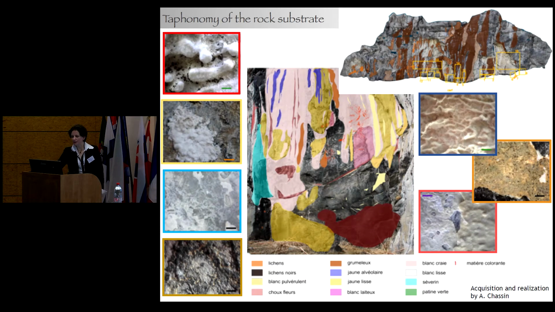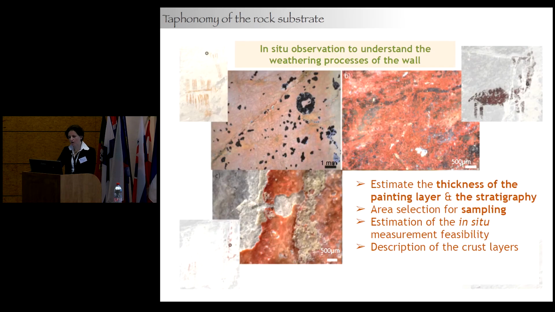So first, we need to start to understand the taphonomy, the very difficult crust, several kinds of crusts. Here on this cartography at the large scale, we can see a large diversity of this taphonomy. And when we observe directly in the paint, we can estimate the thickness of the painting, the strategy, and enable us to find the best place to make sampling.